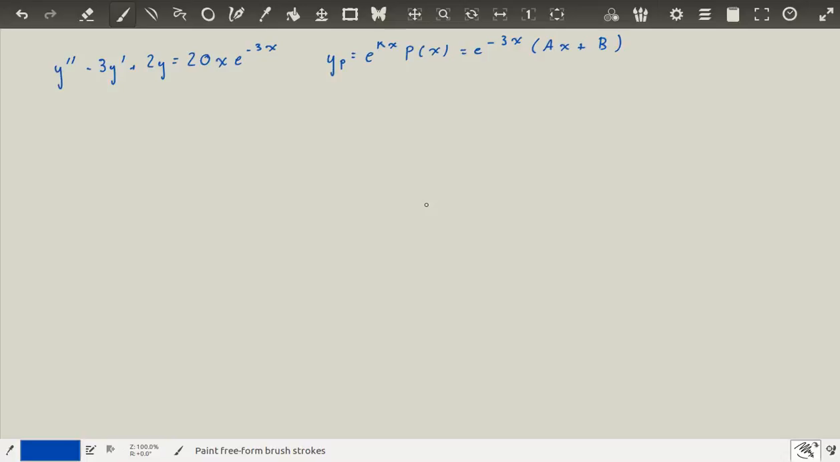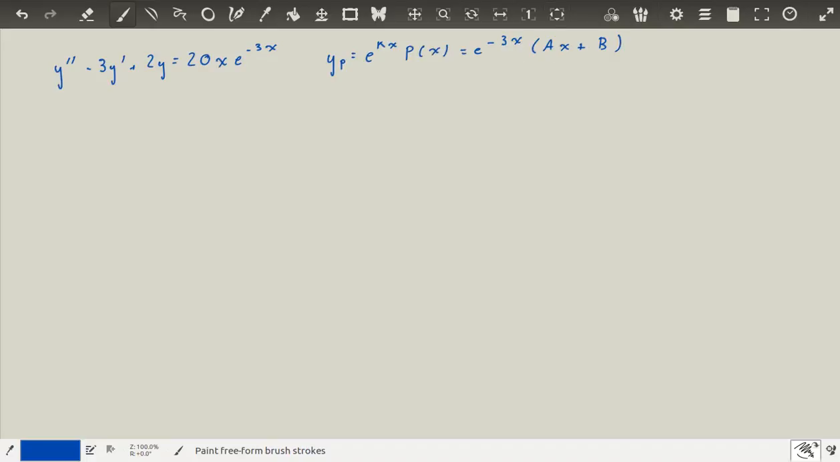Hey guys, so I'm back with another video, this time for a slightly different case of the linear second order non-homogeneous equation. So in this case, on the right hand side, we have this general form here. When we have this general form of p of x times e to the kx, we're just going to take that polynomial. So e to the negative 3x times ax plus b.